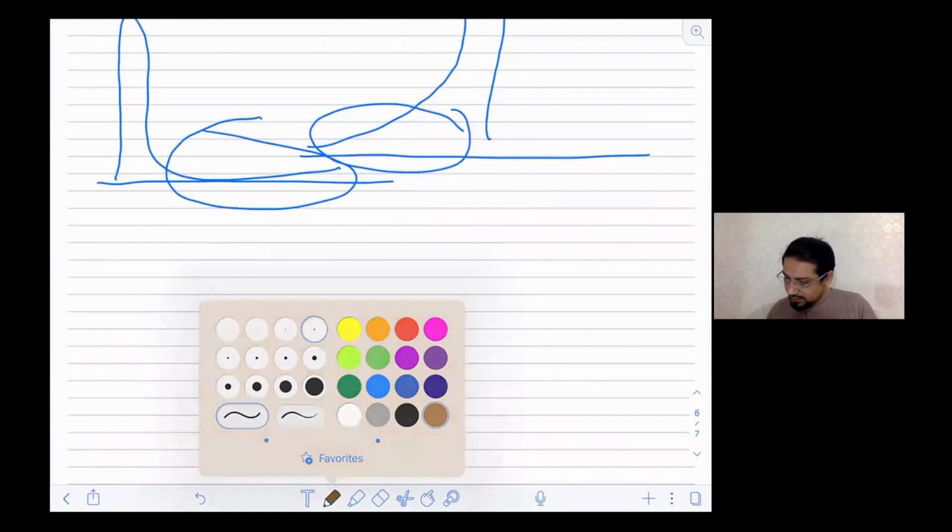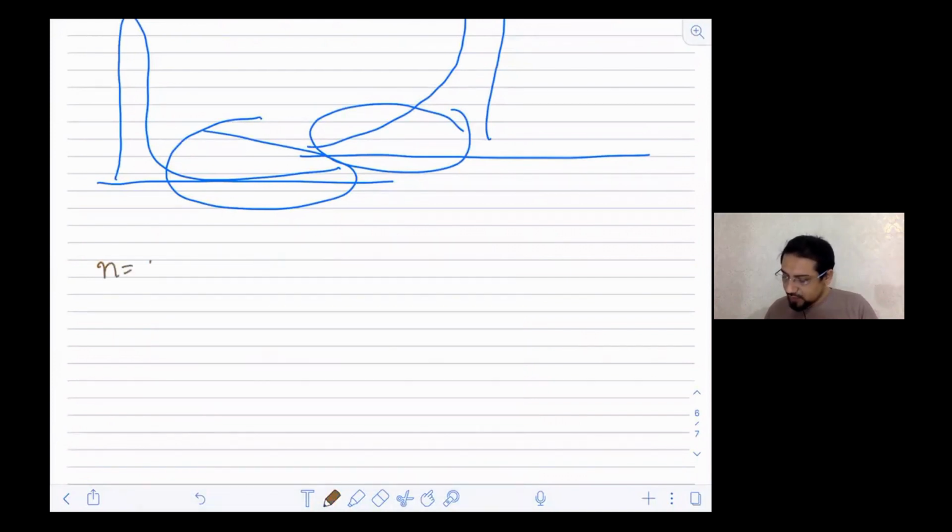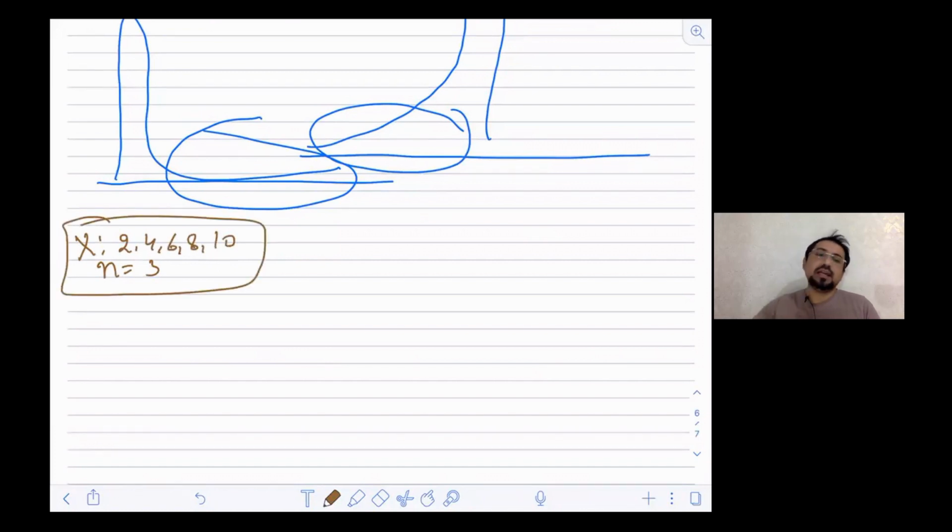Okay, sample size, so n is 3. My population remains the same, 2, 4, 6, 8, 10. So this is my question, and let's see what happens in this case. This is the question of without replacement.